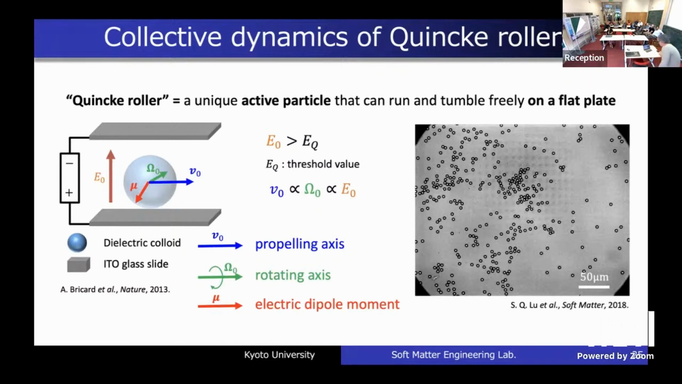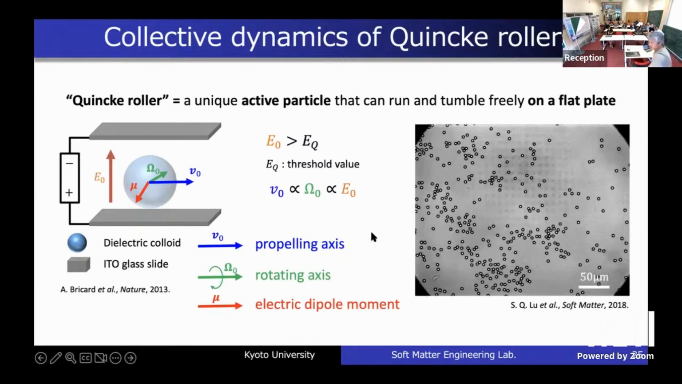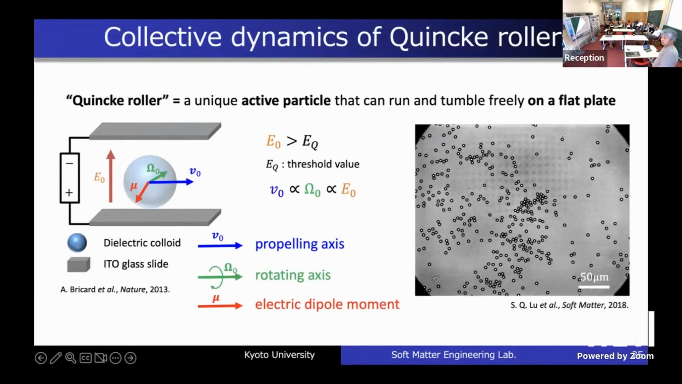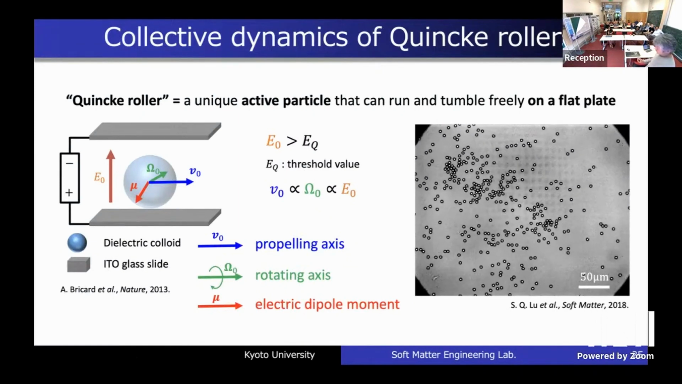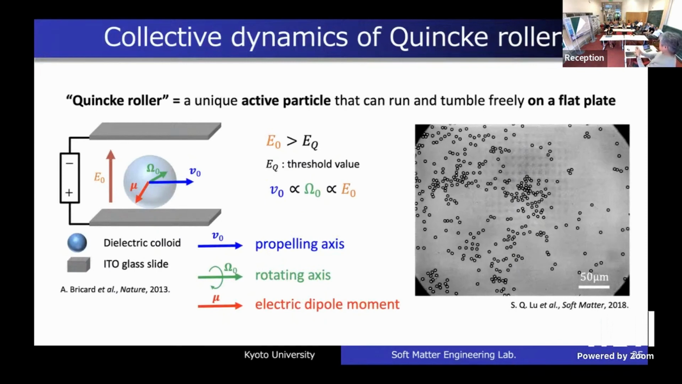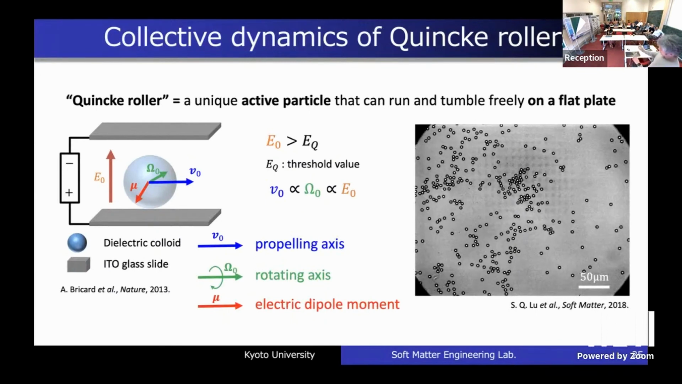So the experiment is plotted here. Here we see the motion of such Quincke rollers from the top. The particle rolls straight until it collides with something, and that direction can be anywhere. So this is the other system.